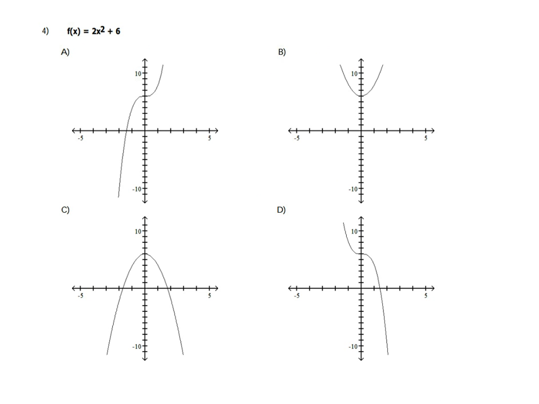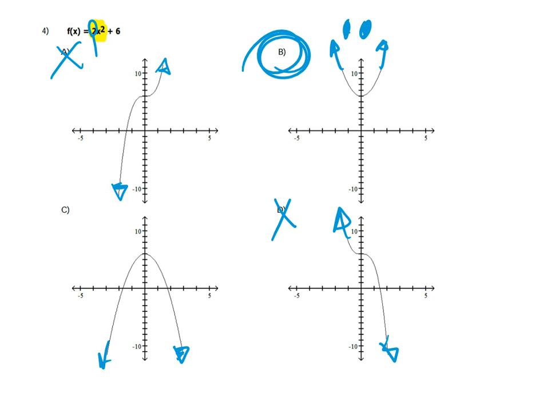Number 4, the leading term would be the 2x squared. Now it's a squared, so both ends have to be going up or both ends are going down. This one, both ends are going up. This one, both ends are going down. This one, you got one down and one up. Can't be that one. This has one up and one down. Can't be that one. So it's either B or C. So then you look at your coefficient. Since my coefficient is a positive number, they have to both be going up. Remember, it has to look like a smiley face. Happy. So there you go. That one's B.